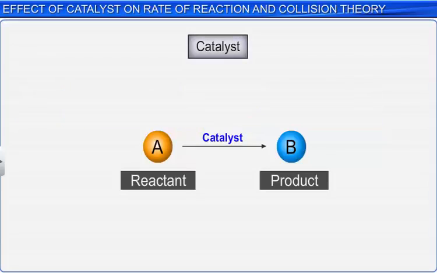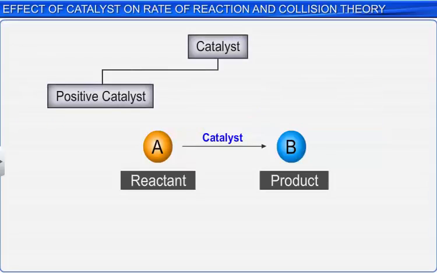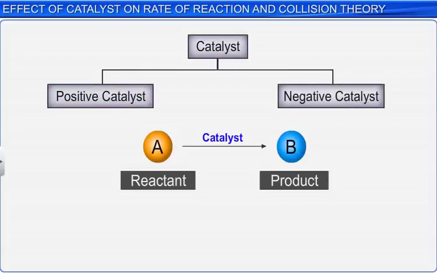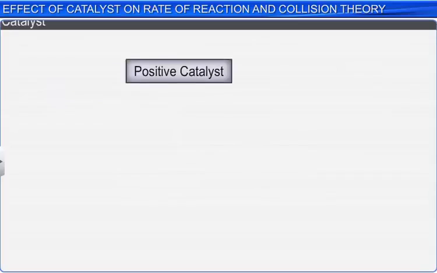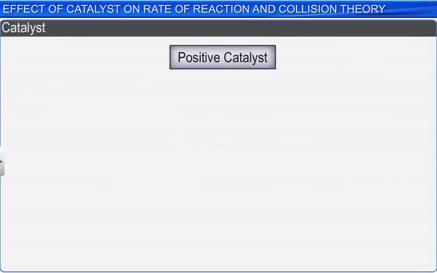A catalyst that enhances the rate of a reaction is called a positive catalyst, while a catalyst that retards the rate of a reaction is called a negative catalyst. Let us now discuss the characteristics of positive catalysts and their effect on the rate of a reaction.